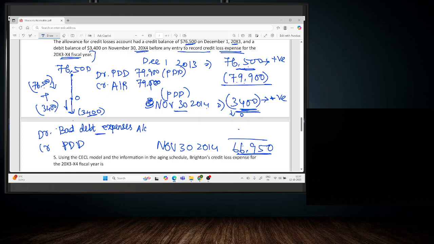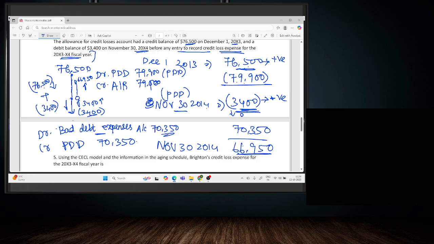So first, from negative 3,400 we should increase it to 0. So there will be a 3,400 rupees increase. Then from 0 we should increase to 66,950. So 3,400 increase plus 66,950 increase. So what is the total? 66,950 plus 3,400, we get 70,350. Totally we have to increase by 70,350 rupees. So to the P&L account we should debit 70,350 and provision for doubtful debt should be credited by 70,350. So the credit loss expense for the period is 70,350 rupees.